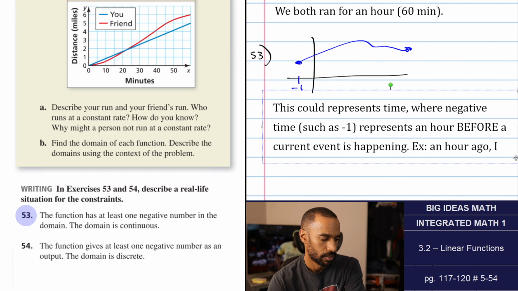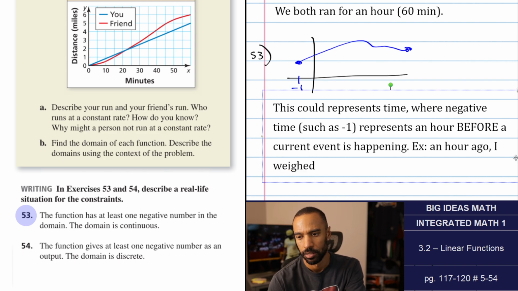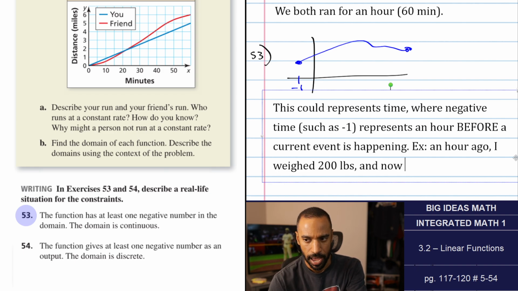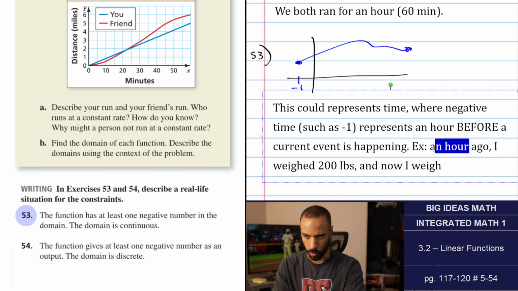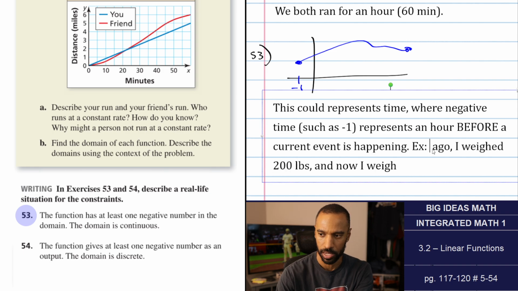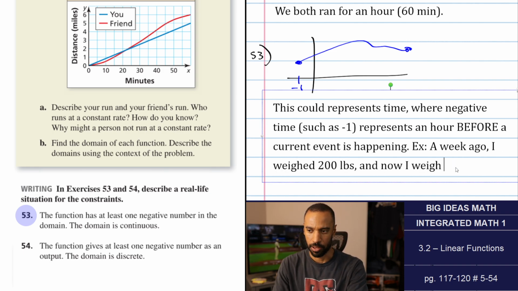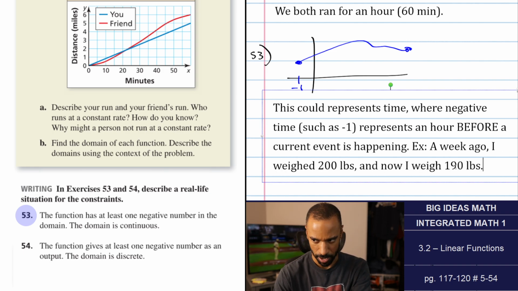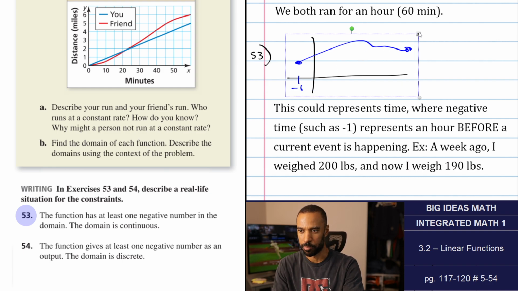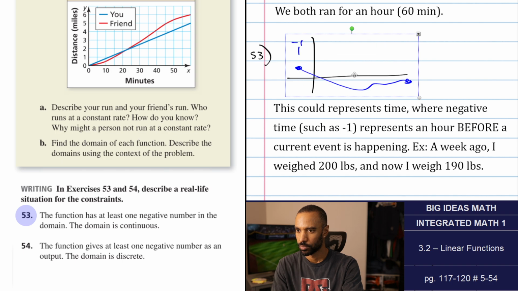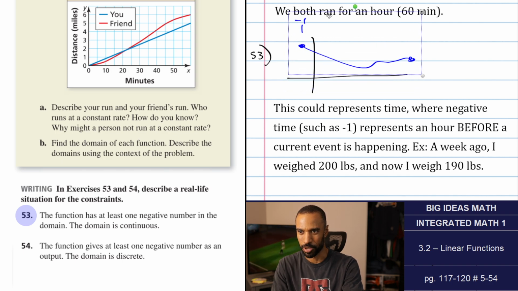I weighed 200 pounds, and now I weigh... an hour ago. How about a week ago? A week ago, I weighed 200 pounds, and now I weigh 190 pounds. You lost 10 pounds in the week. This graph clearly doesn't represent that, so let's flip this thing over. The negative flipped over. There's my weight fluctuation right there.